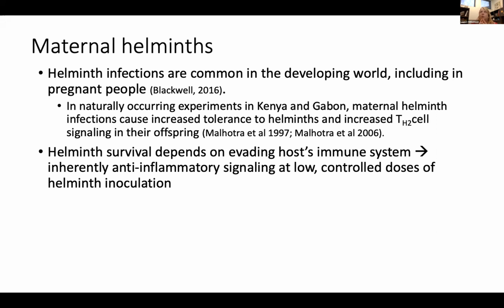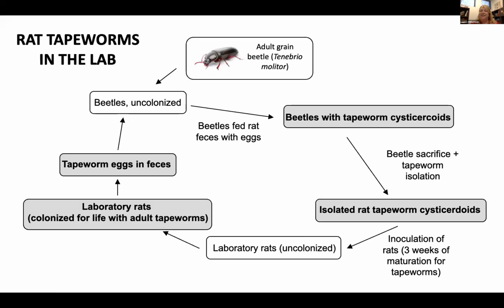And the main hypothesis behind this is that parasite survival is completely dependent on evading the host immune system. So if your goal is to evade the immune system, you want to signal that all is well to the immune system and reduce its signaling. So anti-inflammatory signaling in a low controlled dose of helminths may actually be helpful. Counterintuitive, but we're gonna try to go with it.